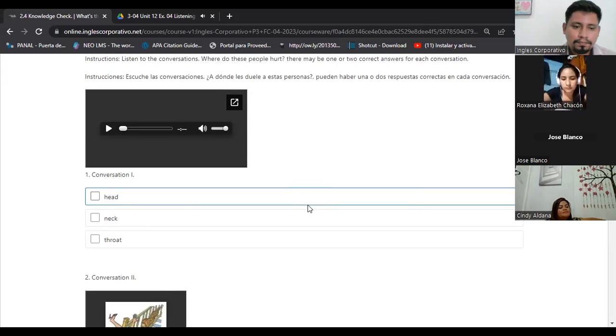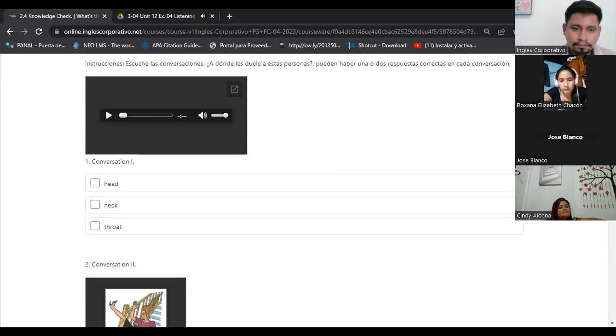Page 80, exercise 4, listening. I have a headache. Part A. Listen to the conversations. Where do these people hurt? Write down the parts of the body. 1. I think I'm gonna go home early. I don't feel well. What's the matter, Ben? I think I have a cold. I have a headache, and I have a sore throat. Oh, that's too bad. Feel better.